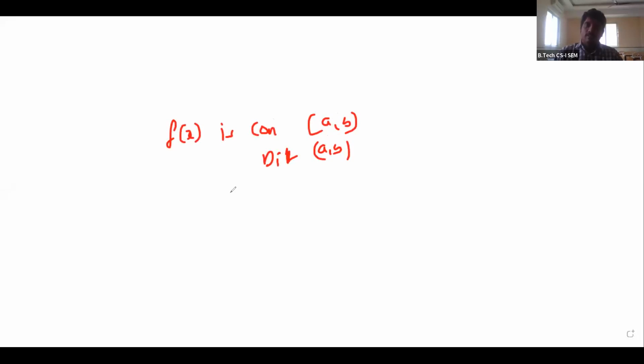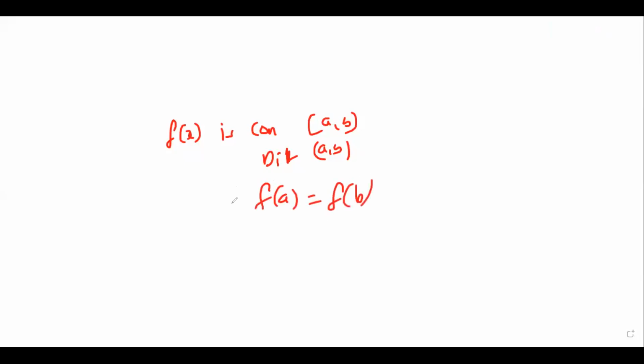Who said f of a is equal to f of b? Then there exists a point C between A and B. Yeah, f of a is equal to f of b. Very good. Yes, you reminded me at the correct time.